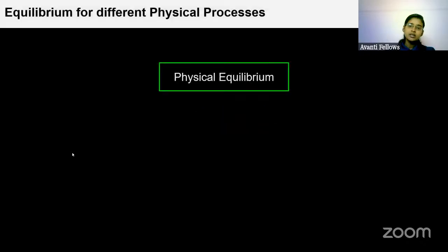Can anyone tell me, what are the three physical states of matter? Solid, liquid, and gas, right? So these are the three states of matter. One state can be in equilibrium with the other. Very good, Mahalakshmi. Solid, liquid, and gas. So who will be in equilibrium with each other?